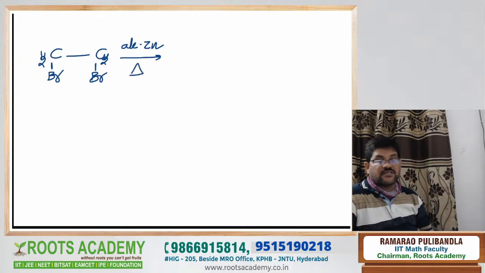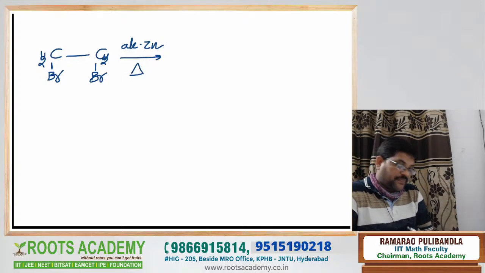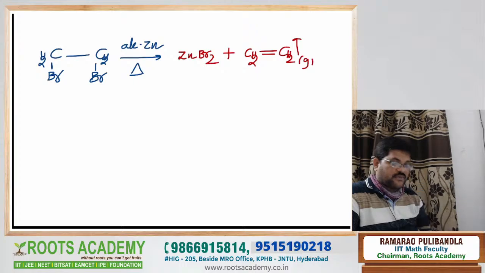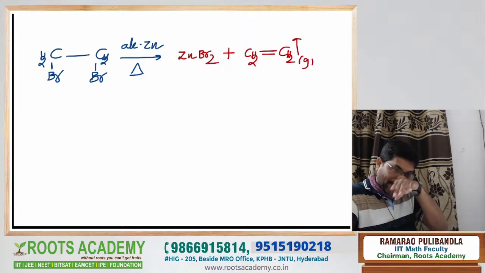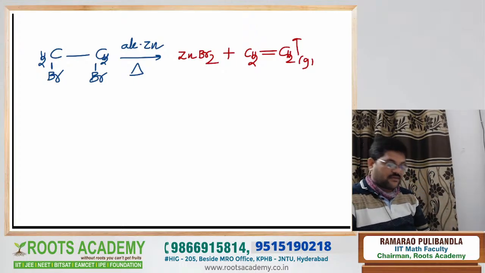Now zinc valence is plus 2. That's why Zn2+ combines with Br minus, loss of ZnBr2, and forms CH2=CH2. Ethene gas is liberated. Simple explanation, no confusion. Understood?